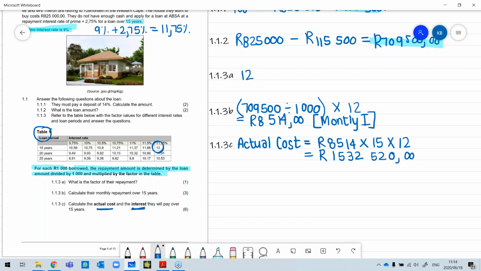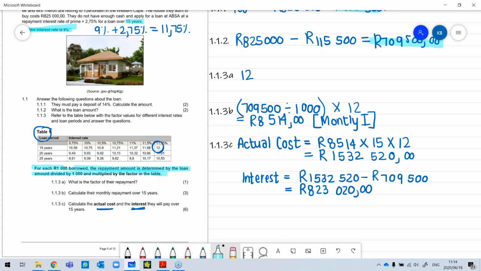So this will be our actual cost. Now to determine the interest, we are going to say the actual amount that we will be repaying over 15 years. And from that, we subtract the amount that we have loaned originally. You type that into your calculator, easy, and you get an answer of 823,020 Rand. Now, at this point, they can continue by asking you further questions.